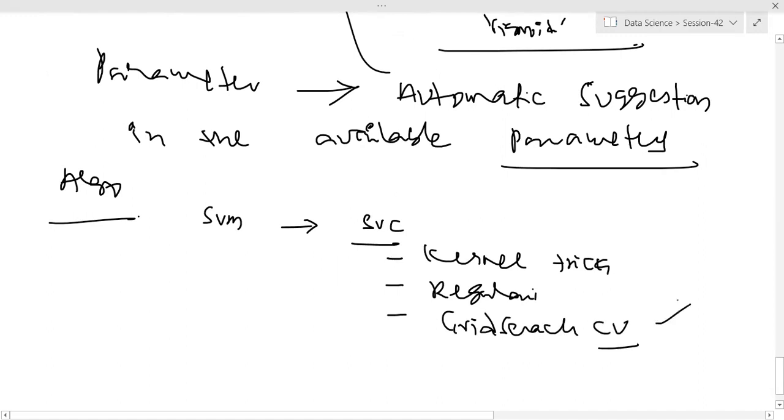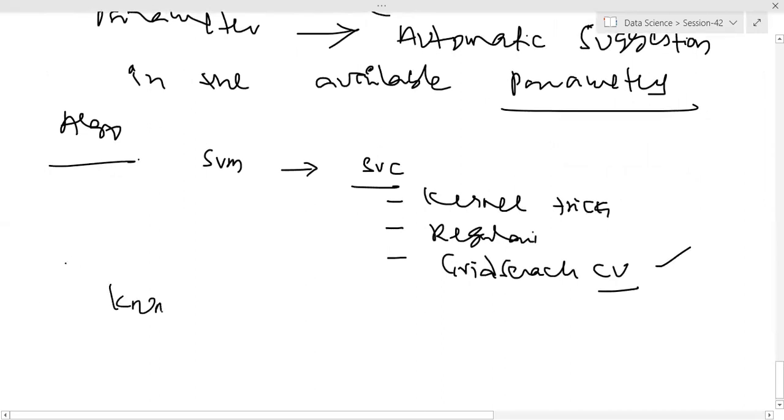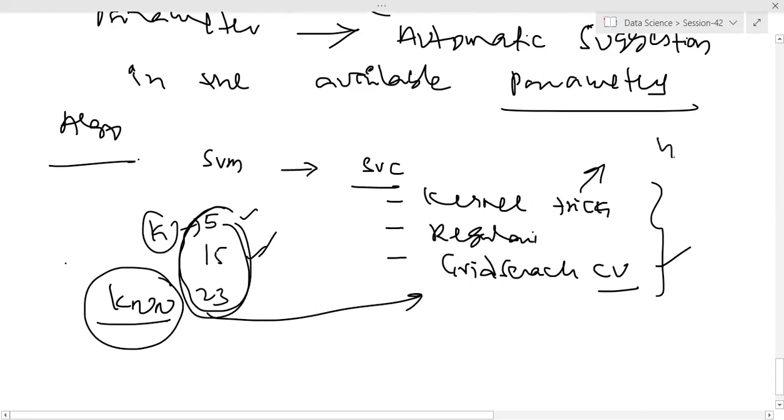Why are we not using grid search CV for KNN, friends? Can someone help me? Why is KNN not using grid search CV? Are there a number of parameters in KNN? Yes, number of neighbors: 5, 15, 23. But is it really difficult to decide the K ourselves? Not that difficult, I can easily say. But in this case, as my kernel trick has 4 different options and my regularization has n number of values, I should definitely bank on grid search CV.